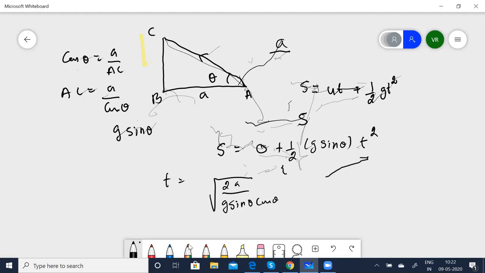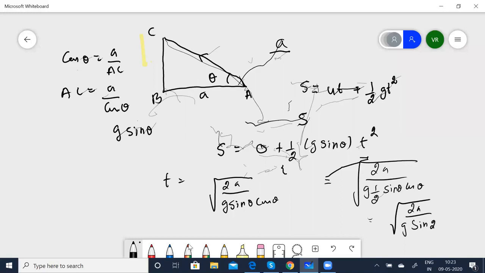But you know, sin 2 theta is 2 sin theta cos theta. So what I'll do is write it as root over 2a by g into half of sin theta cos theta. Okay, or that is going to be equal to sin 2 theta. So this is now going to be equal to root of 2a by g into sin 2 theta.